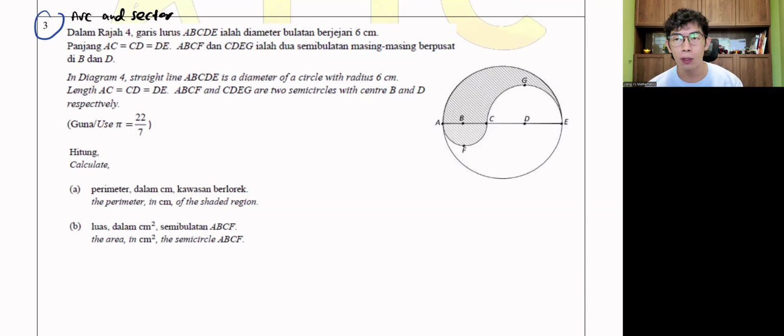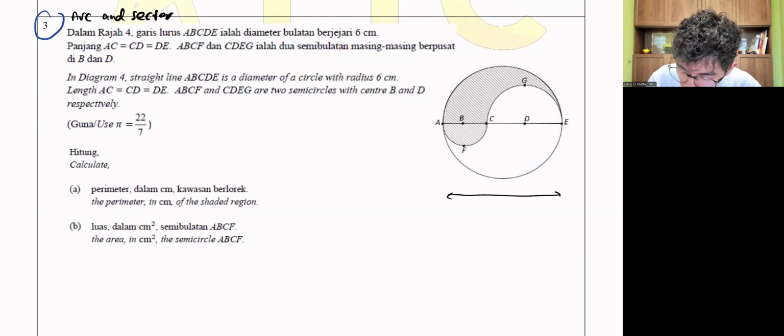In diagram 4, straight line ABCD is a diameter of a circle with radius 6 cm. Radius 6 cm. So this is a complete diameter, and that will be 6 cm. The whole thing is 6 cm.